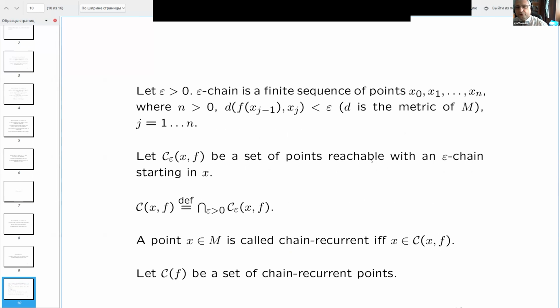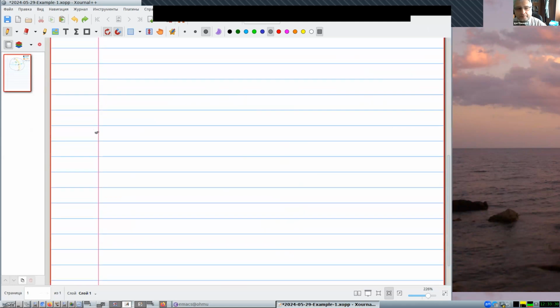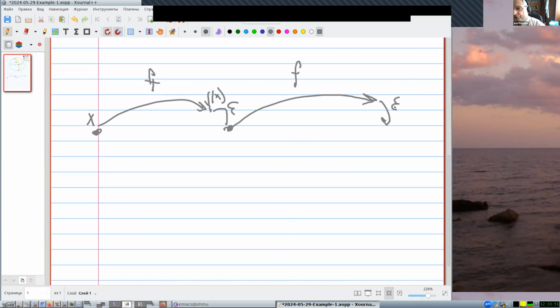We have so-called epsilon chains, which are finite sequences of points such that in this sequence we can jump no more than epsilon. We have point x, then we act with our homeomorphism. We have f of x, and we jump at most epsilon to a neighbor point. Then we again act with f, and again jump at most epsilon. And we have a chain, a sequence.